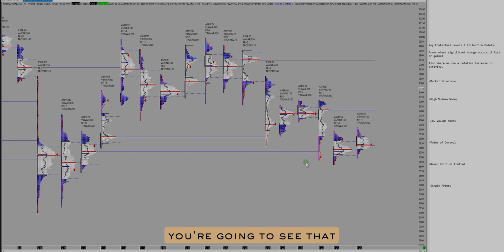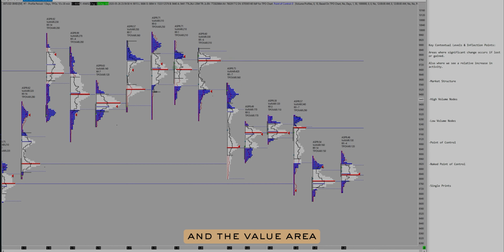Now, more often than not, you're going to see that the high volume node and the value area share the same general area. So we'll typically see that the high volume node is somewhere at least within the value area, where most of the volume and most of the participation occurred. Remember, that is where 70% of that occurred. So high volume nodes are key levels. What they represent is sort of the same thing that we were just talking about. They represent underlying market structure that is confined to a general area.